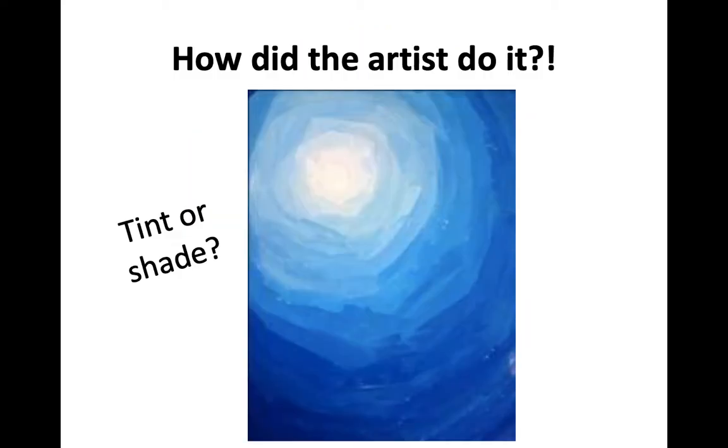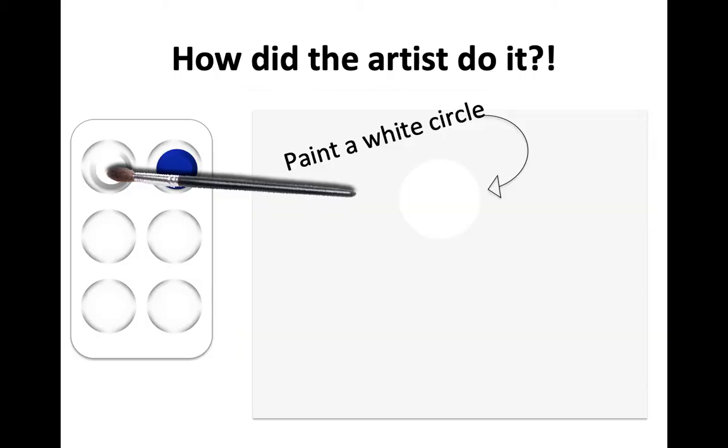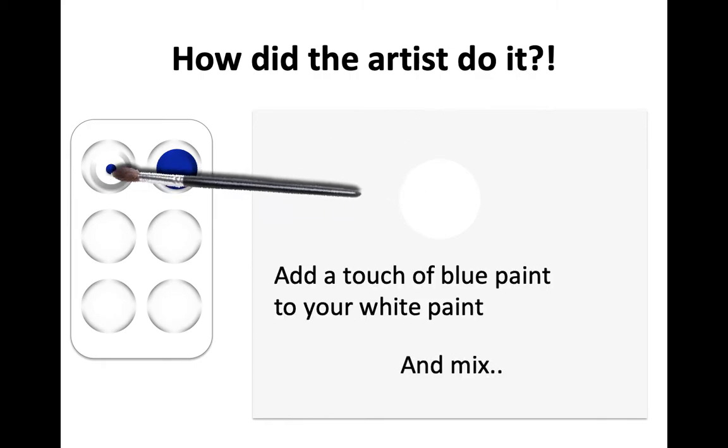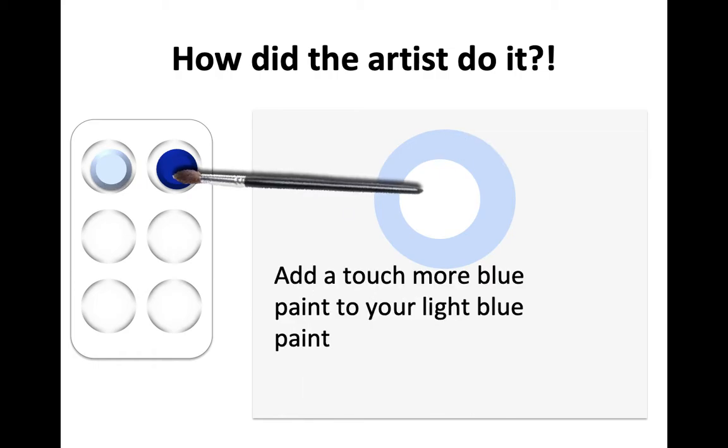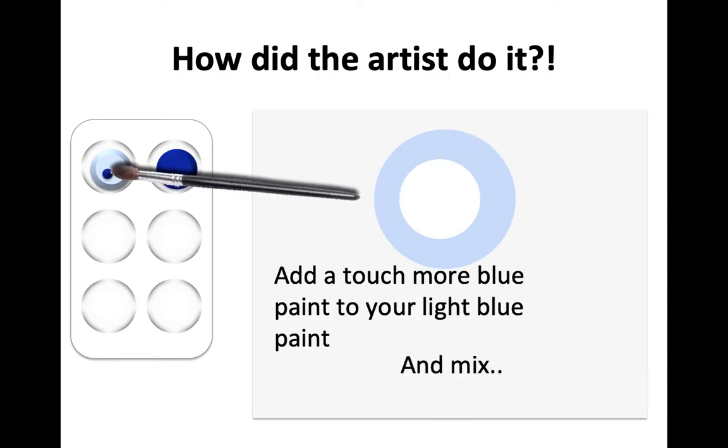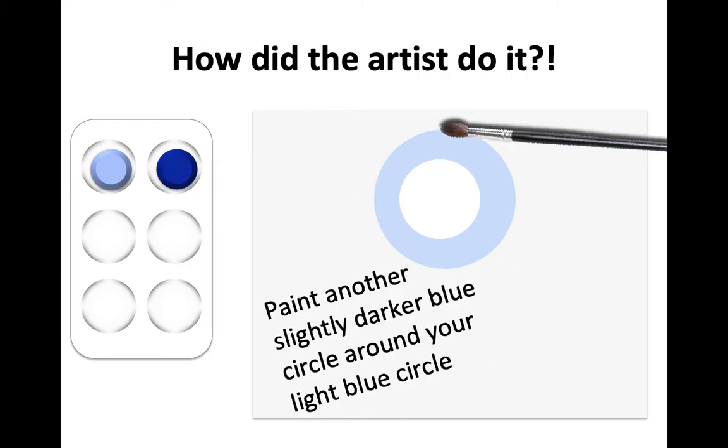How did the artist do it? Tint or shade? How did the artist do it? Paint a white circle. Add a touch of blue paint to your white and mix. Paint a light blue circle around your white circle.